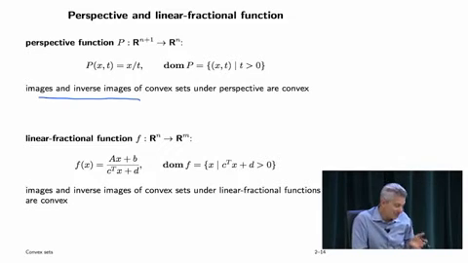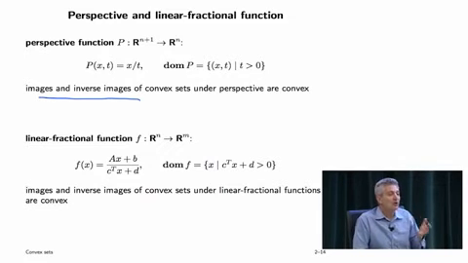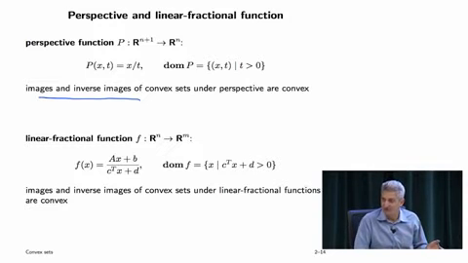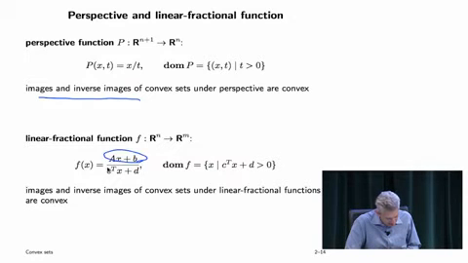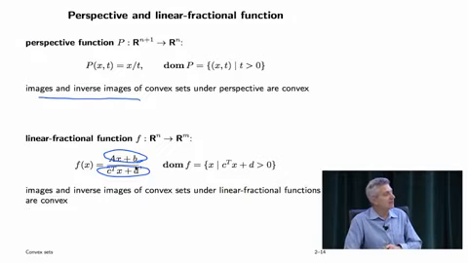And a generalization, well, it's not even a generalization of it. If you precompose the perspective function with an affine function, you get something called a linear fractional function. And that looks like this. It's a function that's an affine divided by affine, and the denominator is scalar. And the domain is where the denominator is positive, right? So that's called a linear fractional function. And probably if you've taken a course on vision, for example, you would have seen these and maybe some other things as well. It comes up in other areas as well.